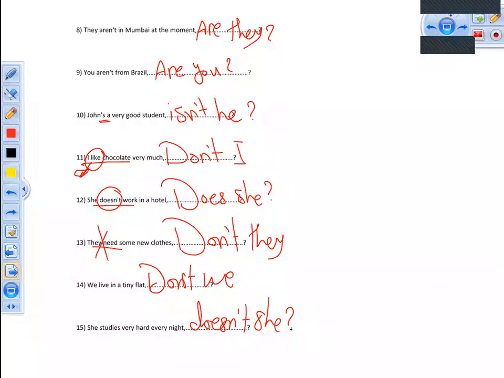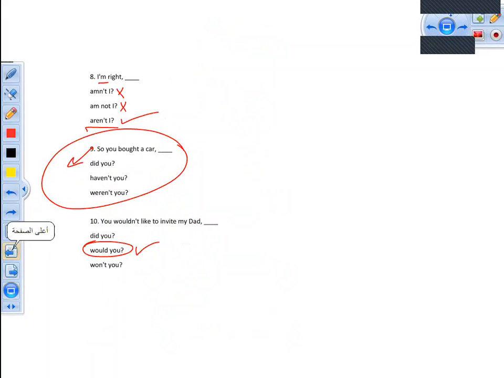So this is the end of our exercise. I want to tell you something before finishing our lesson. Can you remember the sentence that we said we are going to talk about? So you bought a car. Can you guess the correct answer? Please unmute yourself, all of you. If you know, unmute yourself and say it loudly. Haven't you? Weren't you? Unfortunately, it's not correct. What else? Did you? It's not correct.